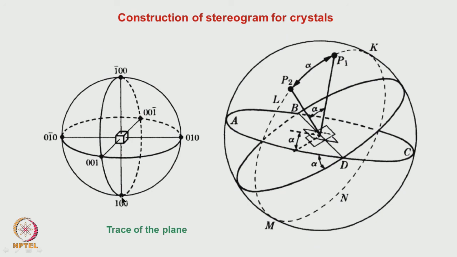They cut the sphere at some particular points. These are what we call the poles corresponding to those planes. These points are essentially the plane normals which are cutting the surface at a particular point. This point is called the pole corresponding to that plane. And the plane which is passing through the center, which is normal to this pole, if we extend this plane, it is going to cut the surface of the sphere.